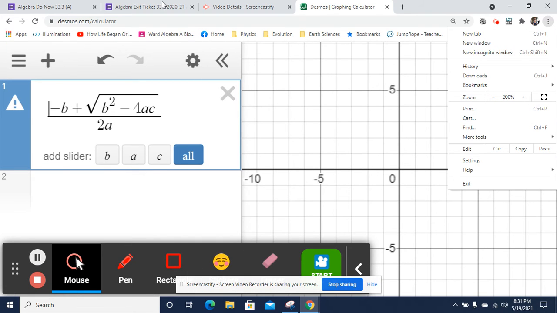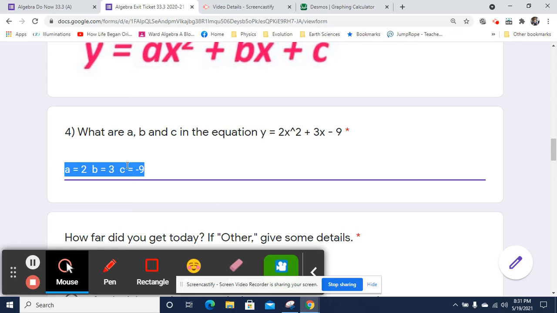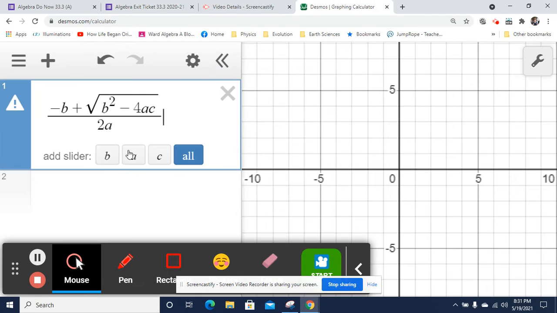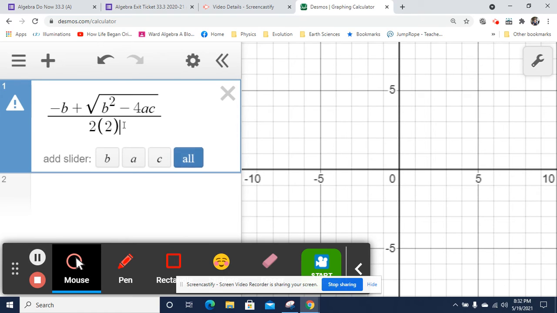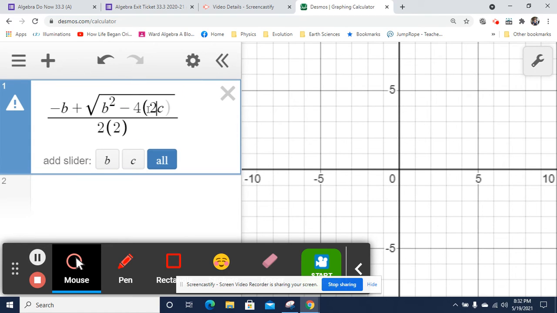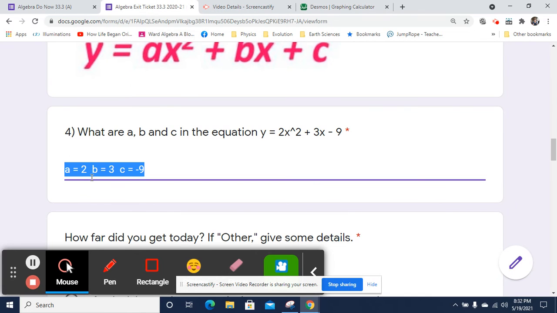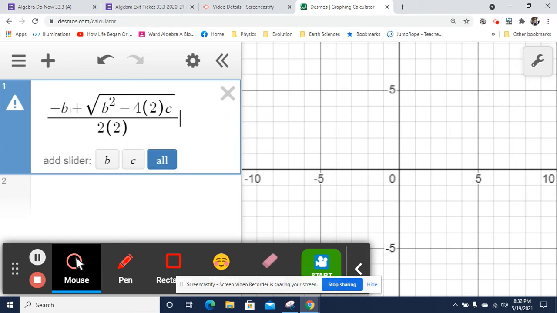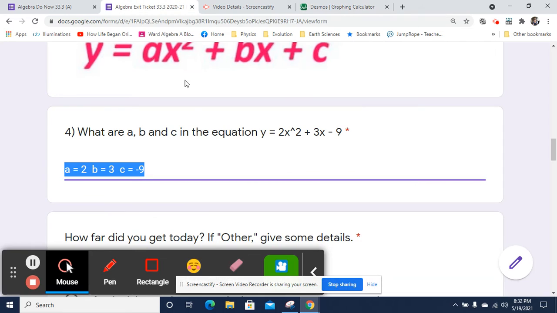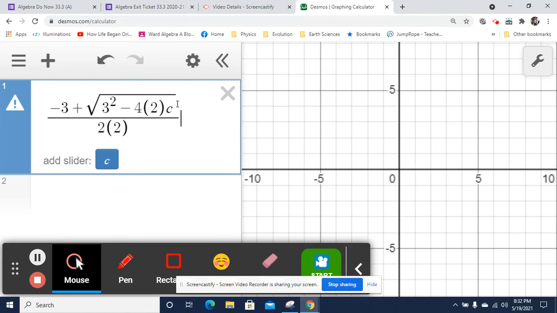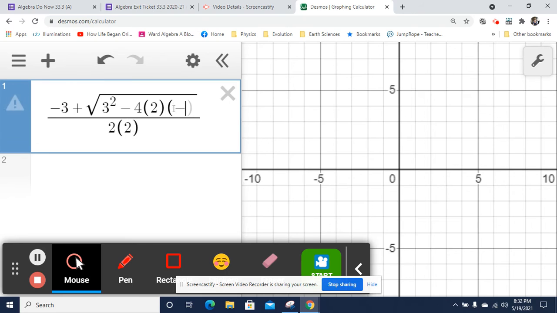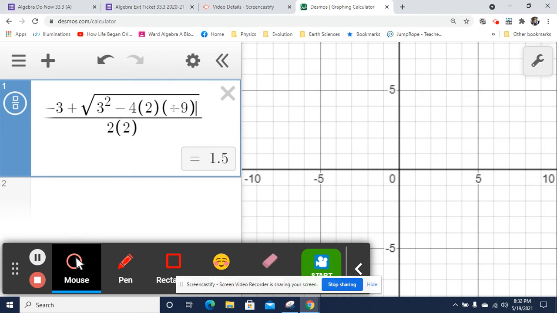Now I know from here that a is 2, b is 3, and c is negative 9. So I'm going to replace a with 2 wherever it shows up. Okay, b is 3, so let's replace b wherever it shows up. There's a 3, a 3. And c is negative 9, so let's replace c with that. So there's a negative 9 here. Now, Desmos is already spitting out an answer of 1.5, so that's good.